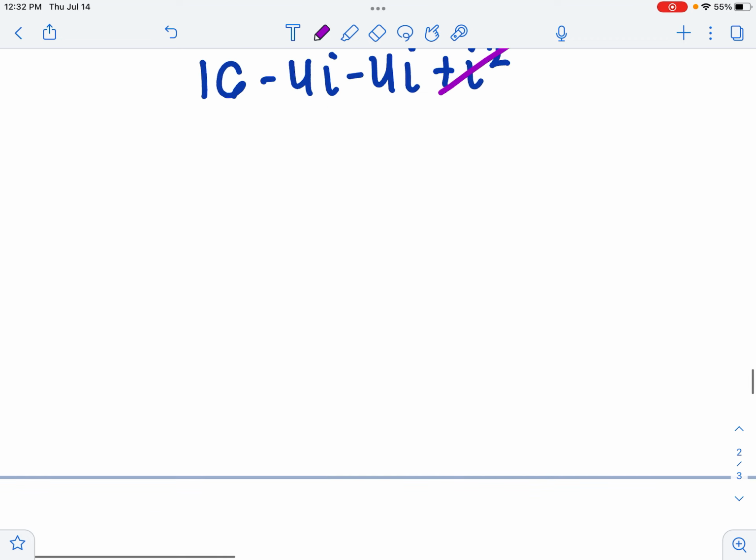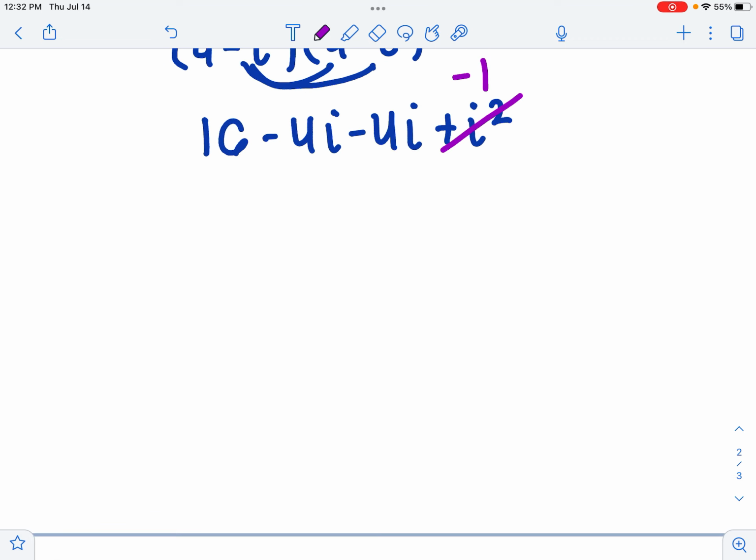And now I can clean this up and write my final answer. 16 and negative 1 is 15. Negative 4i and negative 4i is negative 8i. And there is my final answer in the standard form of an imaginary number.